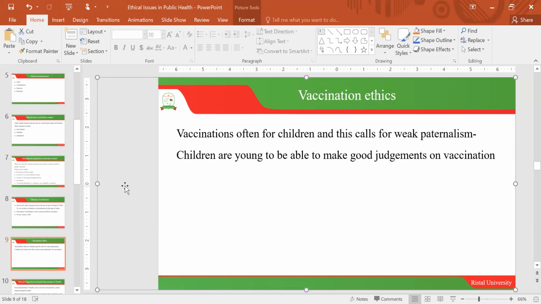Then if the person does not have the knowledge, you need to give the knowledge on the importance of immunization. By that way, the person will come to understand that this thing is very important, and he or she will start bringing the child voluntarily to the health facility. Thank you, all right, thank you very much.